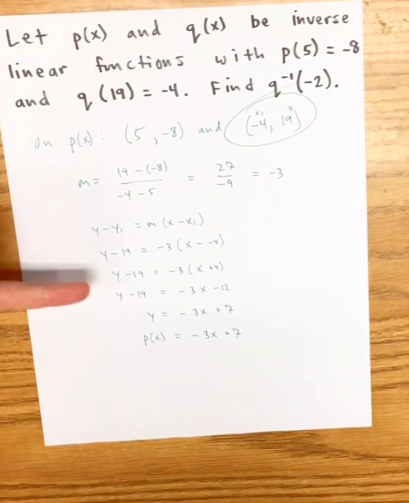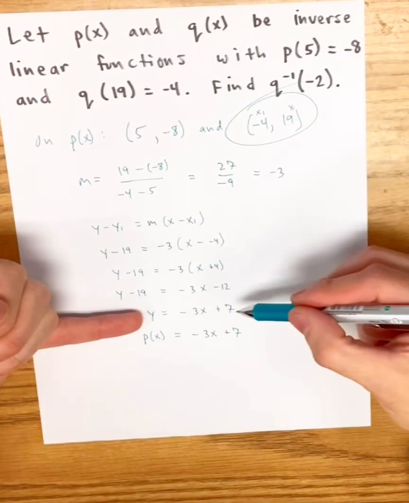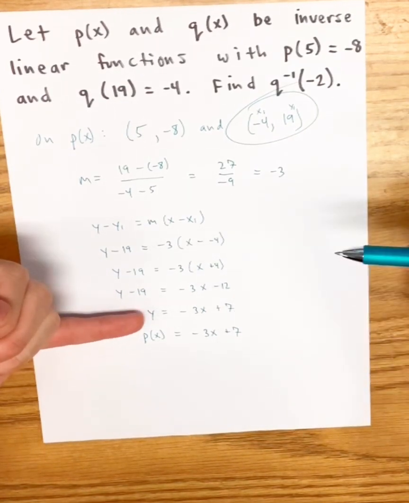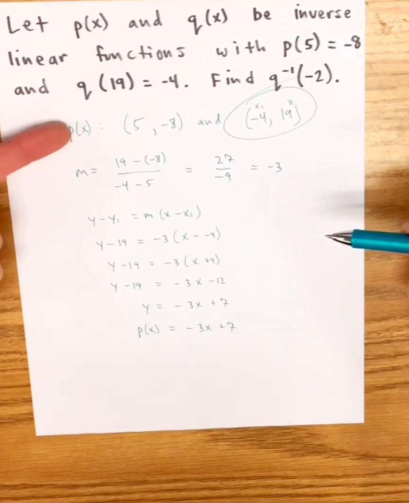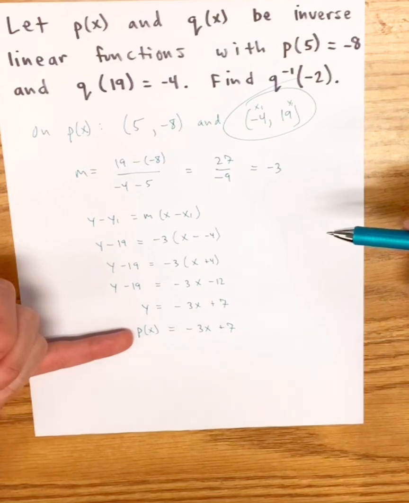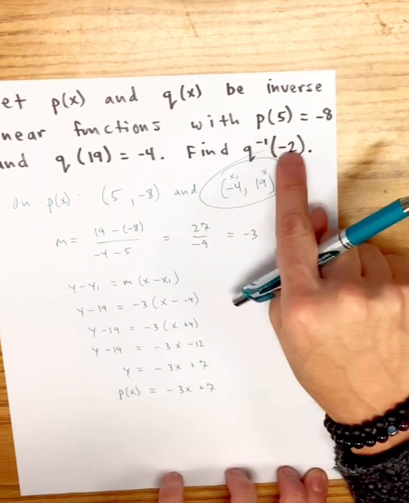So point slope was here. I isolated Y, so this is slope intercept. Now instead of Y, this was us creating the graph of P of X, or the equation of P of X, which is what this is. Now, what was the goal? Up here now. The goal was to find Q inverse of this.